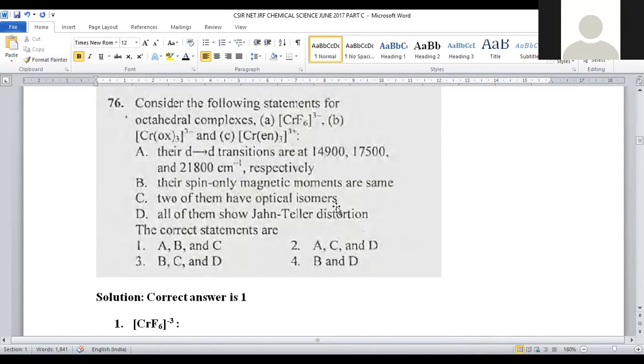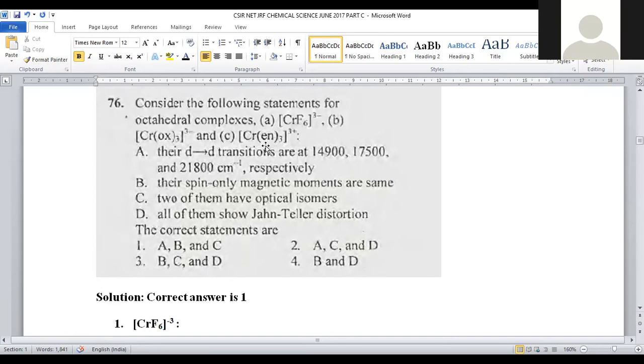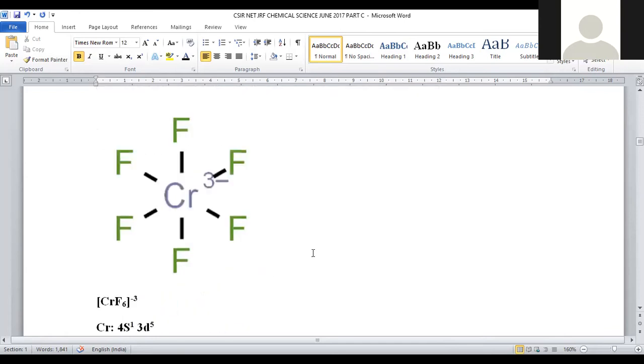Two of them are optically active in nature. Correct. Because whenever chelation is there, the chelate ring bends in this manner. In order to attain stability, all the chelating ligands are not staying in the plane, so they are in the twisted form. So that is clearly mentioned within the problem.